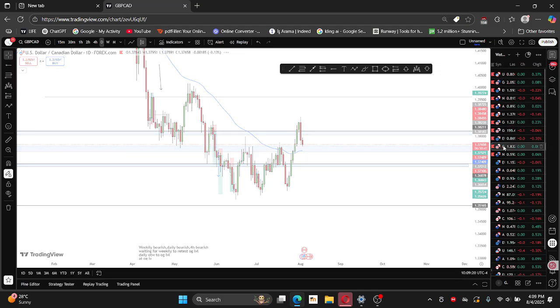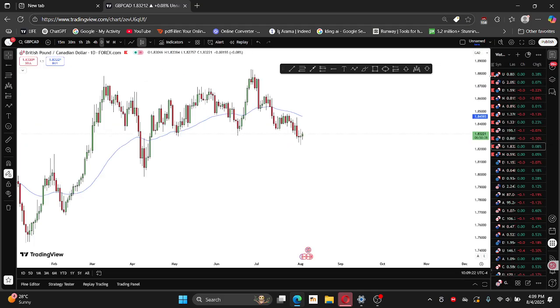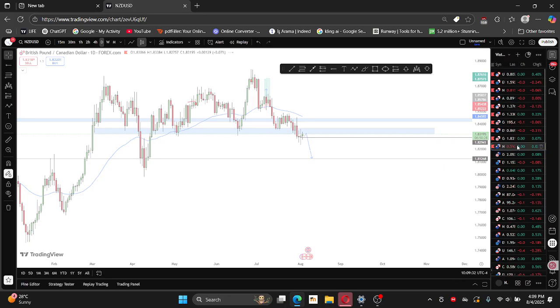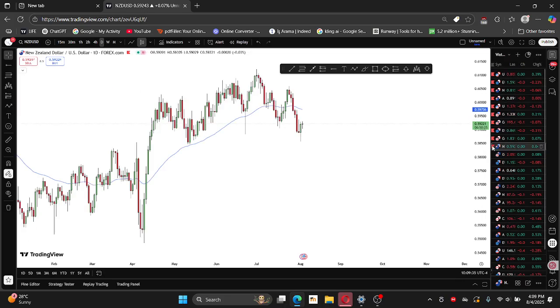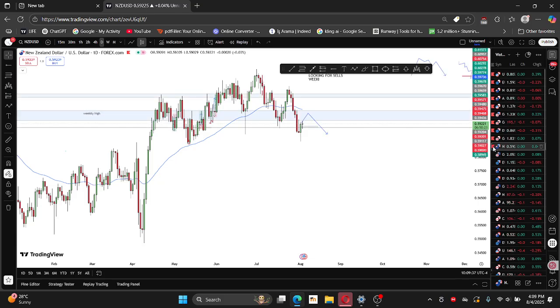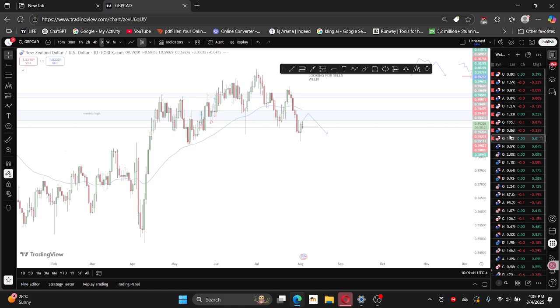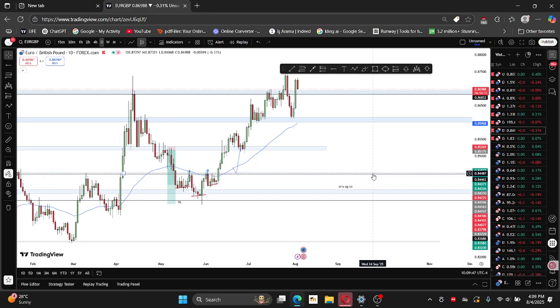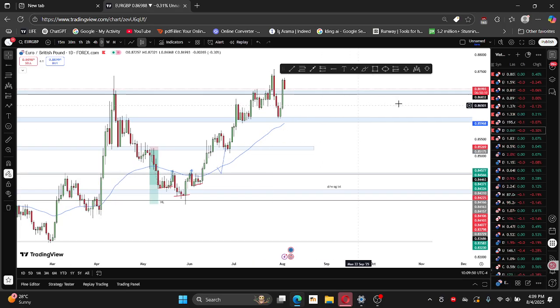Then GBP CAD, let's see what we have. GBP CAD, I really don't even want to trade GBP AUD. I traded this pair last week, but yeah. GBP CAD, NZDUSD, in as much as it looks good, but no. Then GBP, okay, this is the last one I'll do. Euro GBP. You can also see what's going on here. I can keep this.